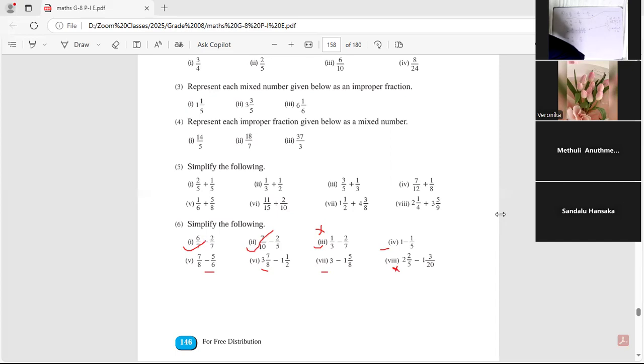Right. Let's see who finishes first. And you can send D to the chat if you finish. Right? D for done now. D for done. Right?